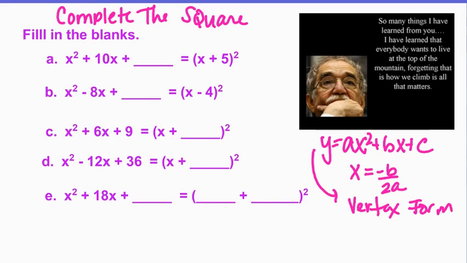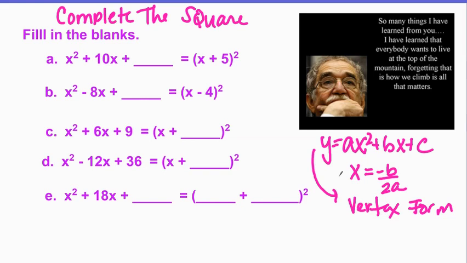So the purpose of complete the square is to change from standard to vertex, and then you can easily see the vertex. So what I've started out with is these fill in the blanks, where we talked last unit a lot about these perfect squares, the difference of perfect squares and perfect square trinomials and binomials. So when I'm looking at x squared plus 10x plus something equals x plus 5 squared, these aren't too tricky if you remember that pattern.